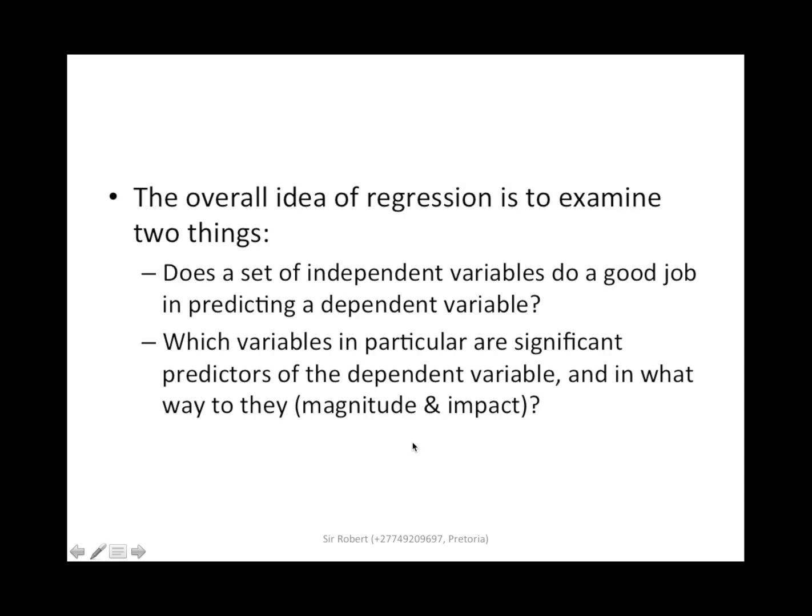So let's move on. The overall idea of the regression is to examine two things. One, does a set of independent variables do a good job in predicting a dependent variable? Two, which variables in particular are significant predictors of the dependent variable, and in what way do they, in terms of magnitude and impact? So the purpose of the regression line, this topic, is mainly to find the relationship between the independent and dependent variable, and if the relationship exists, to what extent in terms of magnitude and impact.